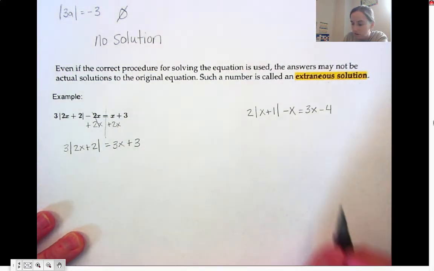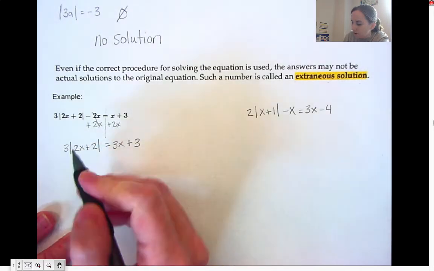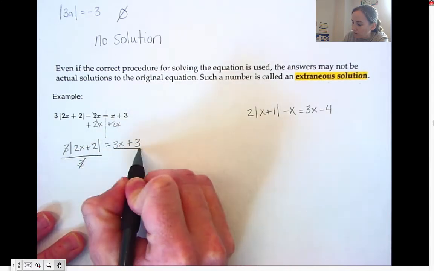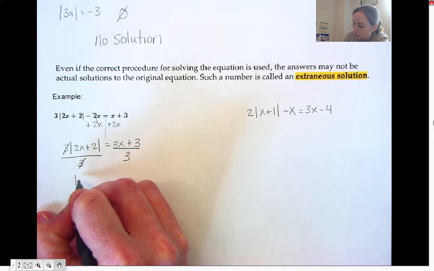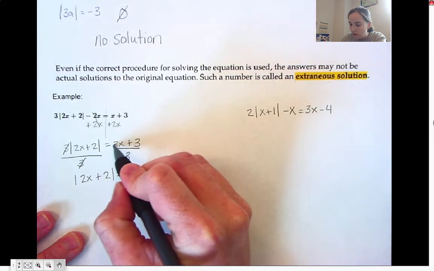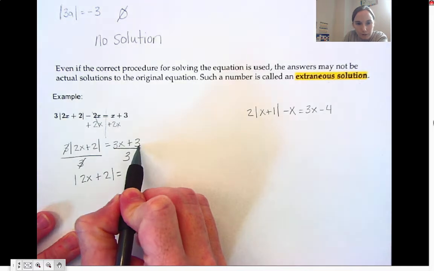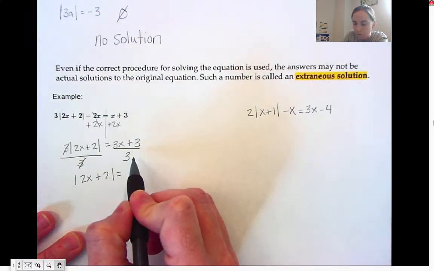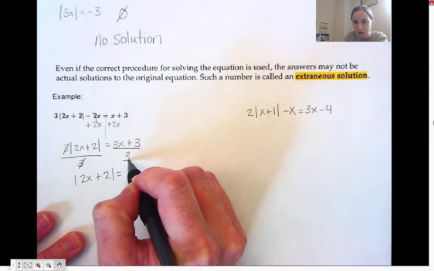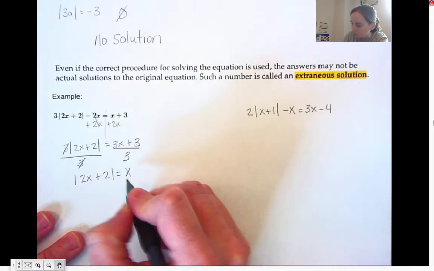And now we still are trying to get the absolute value by itself, so we need to move this 3 away. Since it's being multiplied, we need to divide by the 3 on both sides. And now we have the absolute value of 2x plus 2 equals, I'm going to go ahead and simplify this. Remember, if you have two terms on top, or a binomial on top, and you're dividing, you have to divide both of these values by the 3. So 3x divided by 3 is just 1x, or x, and 3 divided by 3 is just 1.